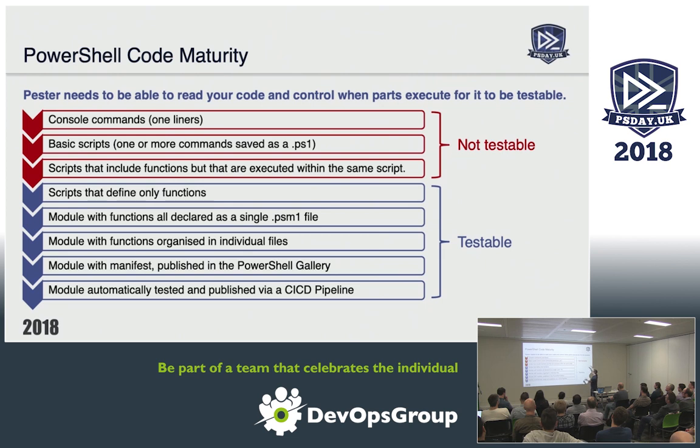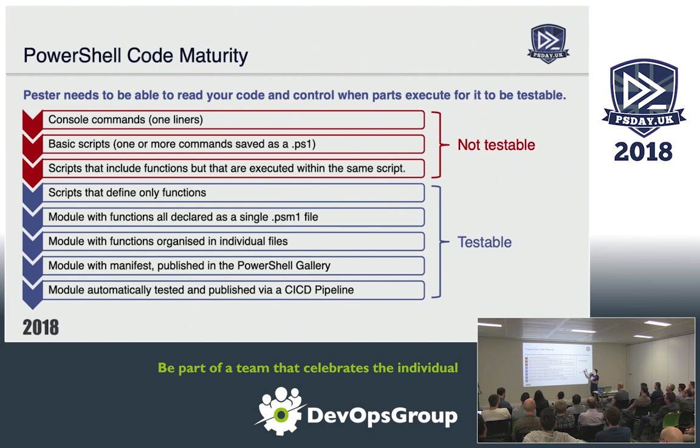The reason for this slide is you need to be at the fourth stage or beyond for your code to be testable. And that's because Pester needs to be able to run your code without running your code. It needs to be able to load your code, and then it needs to be able to control when pieces of your code run so that you can test them under test scenarios.